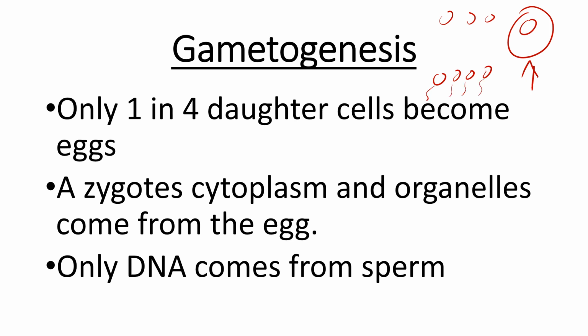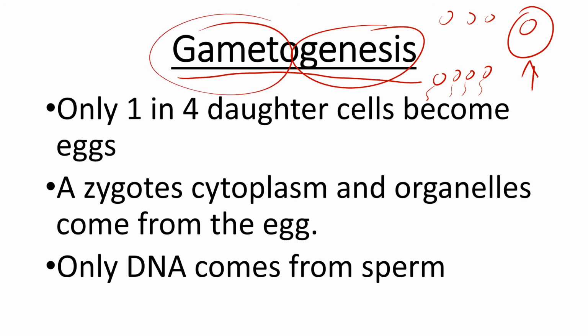So this sperm and this egg would combine. The cytoplasm out here, all the organelles, the mitochondria, if it's a plant chloroplast, all of that, they come from the mom. They come from the egg cell. The DNA, though, comes from the sperm as well. And this is called gametogenesis, right? So the formation or the start of gametes.